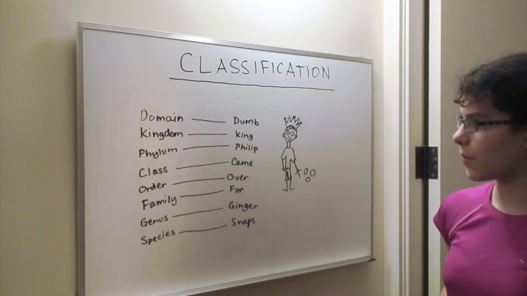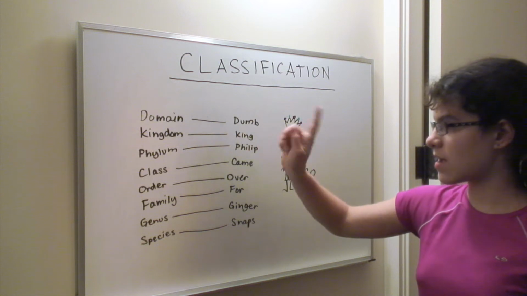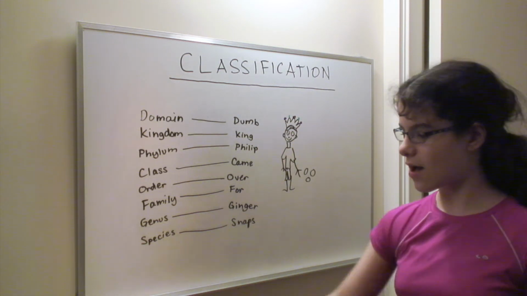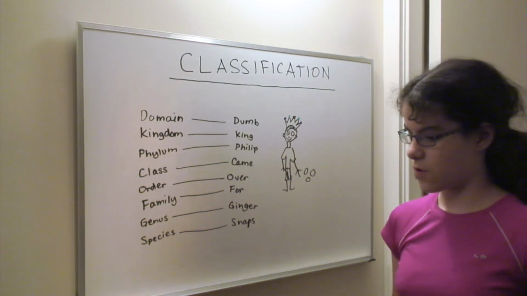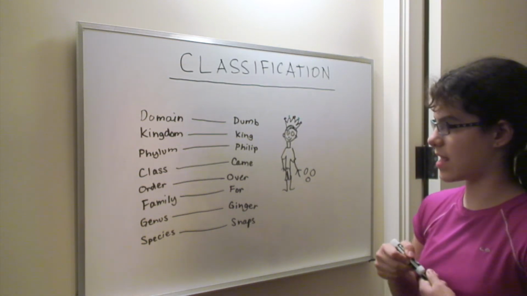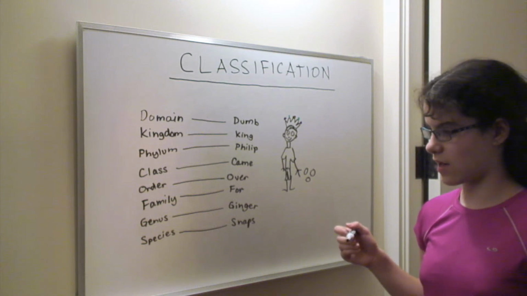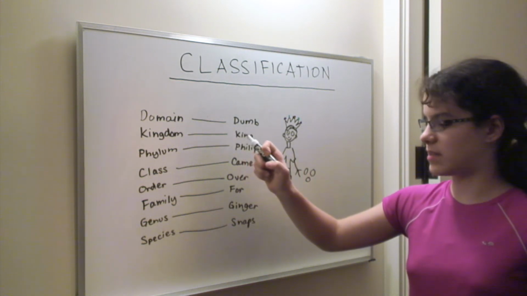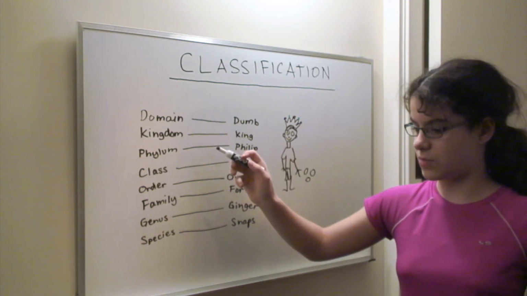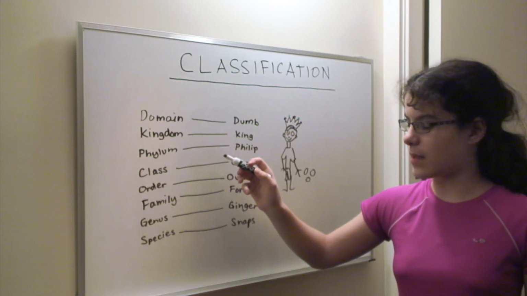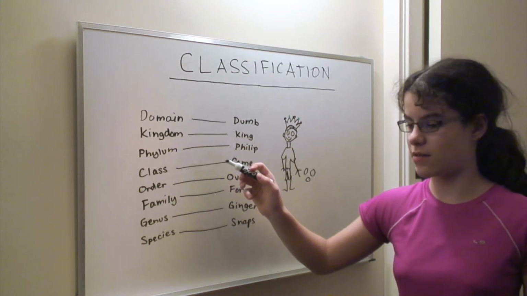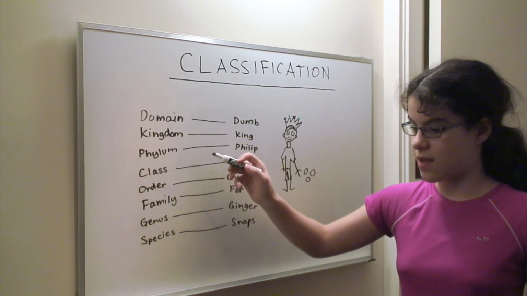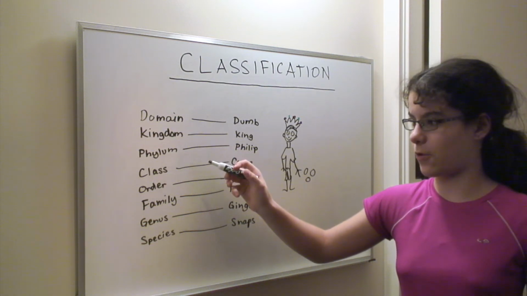And an example listing the domain, kingdom, phylum, class, order, family, genus, and species is a dog, for example. For the domain, it is a eukaryote, and I'll explain what that is later. And for the kingdom, it's Animalia, which means it's an animal. For phylum, it's Chordata, that means it has a backbone. For class, it's Mammalia, that means it's a mammal.